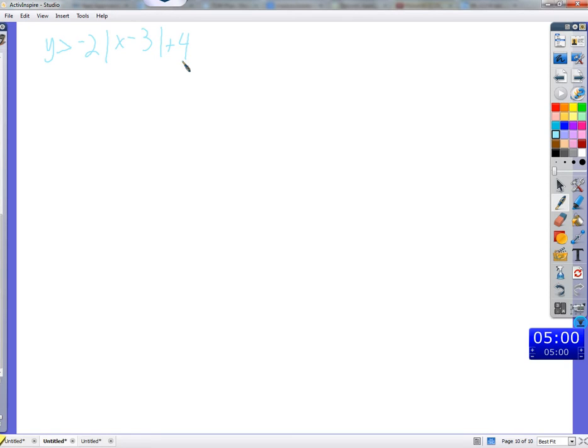We start out by graphing the basic absolute value graph, which, for the sake of time, move up 4, move to the right 3. That's our vertex. This negative means it's going to be upside down, it's going to open down. And this 2 means it's going to be twice as steep. So we'll come down 2 and over 1. And it opens down, 2 and over 1. Just like that.